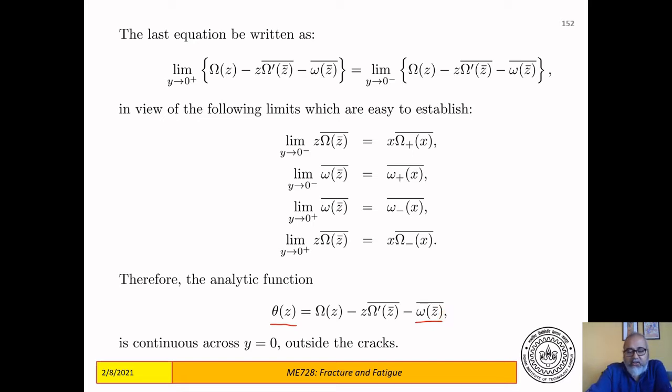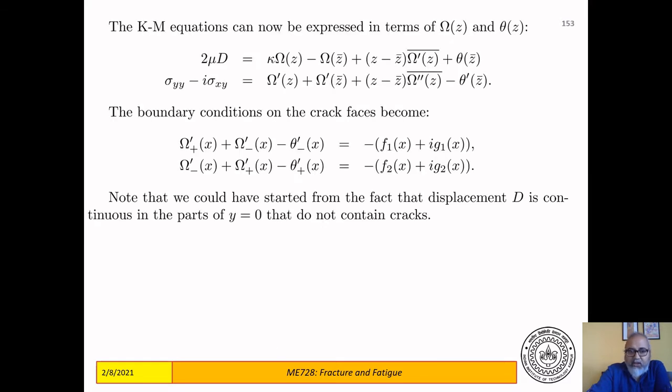Then, looking at the tractions on the top surface of the cracks and at the bottom surface of the cracks, we could reduce the problem to these two equations on the crack faces. On each of the crack faces, if the tractions are F1 and G1 and F2 and G2 on the lower surface, then these two are the equations at the crack faces. These are the boundary conditions at the crack faces.